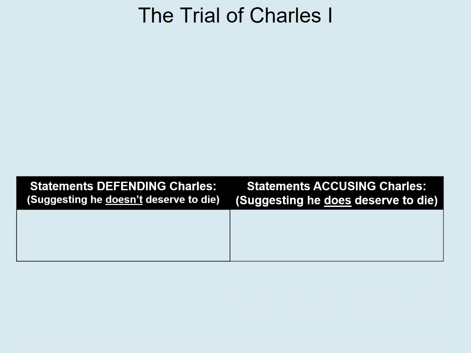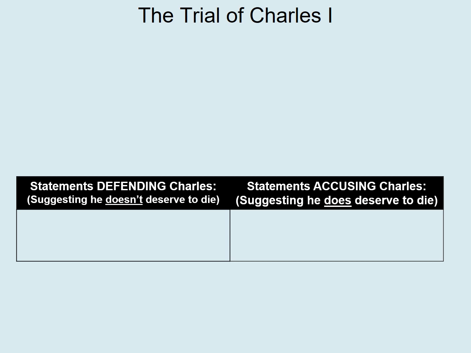Now we're going to have a look at the evidence on each side in the trial of Charles I. Firstly, you need to create a table like this. On one side, you're going to write statements defending Charles. These are the ones that suggest he doesn't deserve to die. Then on the other side, you're going to write down statements accusing Charles, suggesting that he does deserve to die. In a moment, I'll give you what those statements are, but for now, pause the video while you create your table.